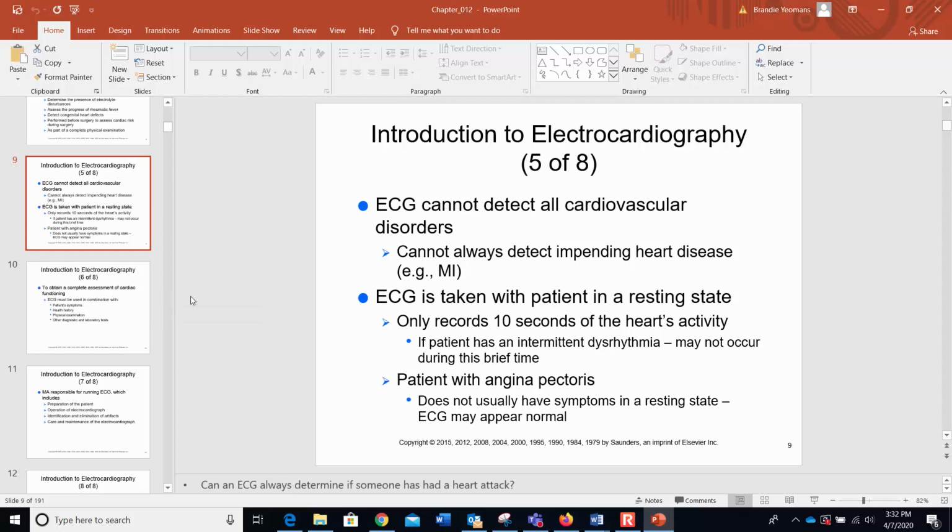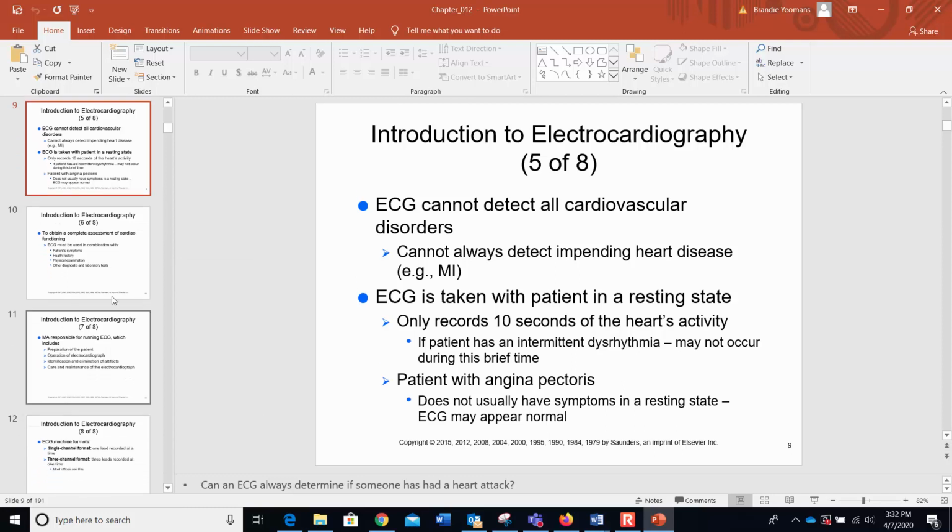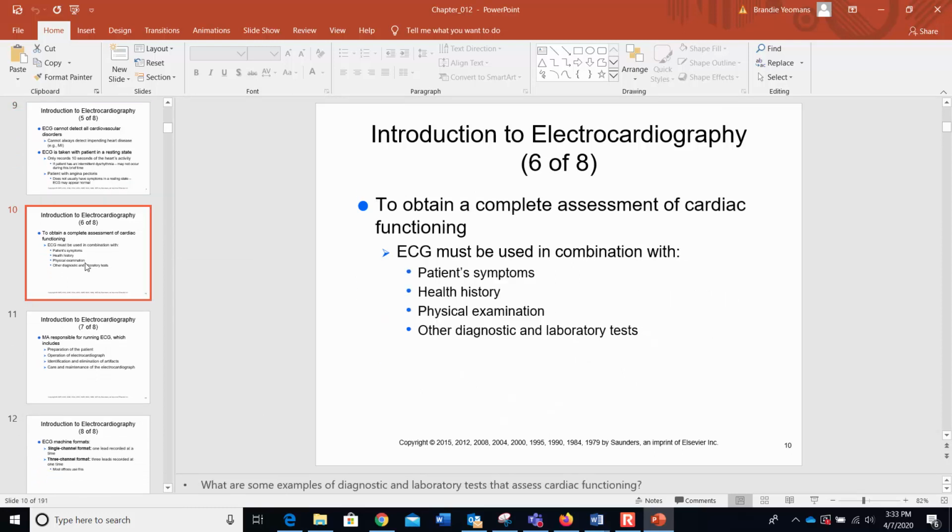We also do EKGs for patients that are having angina pectoris or angina. That is our medical term for chest pain. So you've probably heard that before, especially in terminology and in theory.